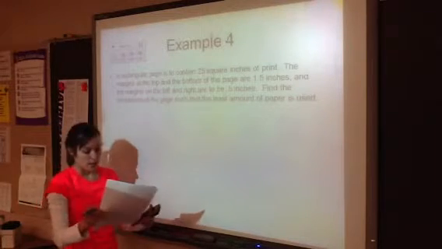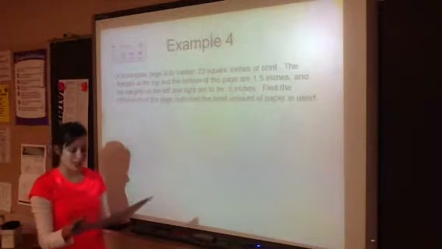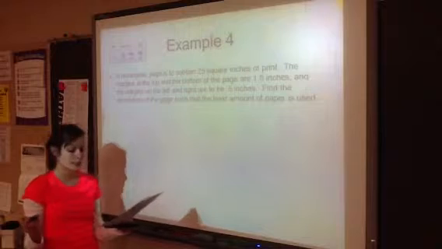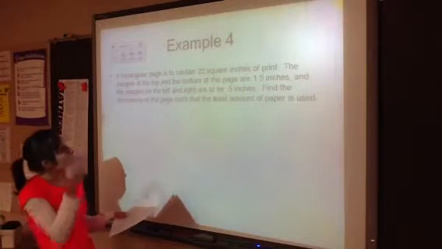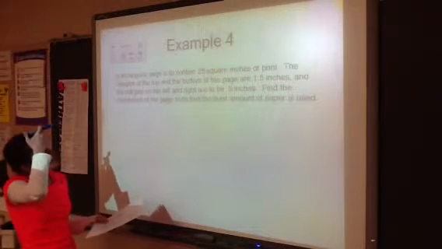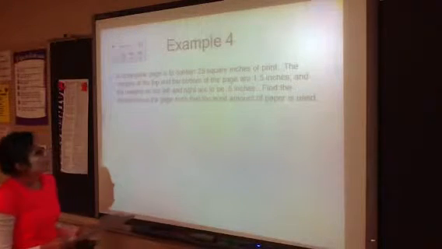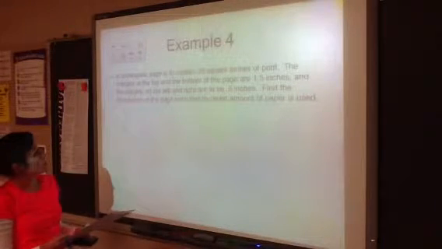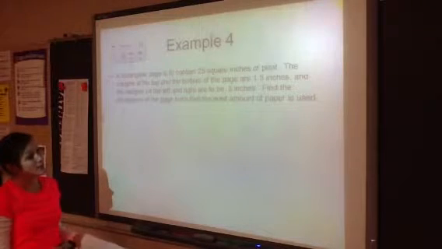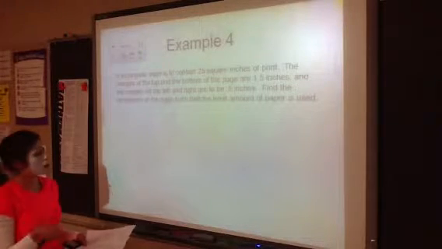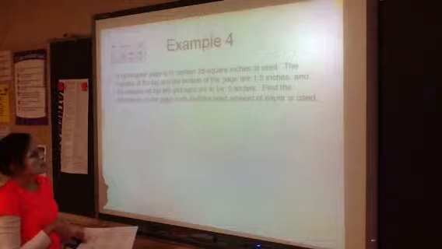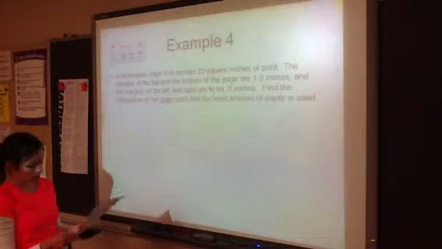All right. This example is very similar to the last example, example 3. So a rectangular page is to contain 25 square inches of print. The margins at the top and the bottom are 1.5 inches, and the margins on the left and right are to be 0.5 inches, so it's a little bit different on your margins. Find the dimensions of the paper so that the least amount of paper is used.